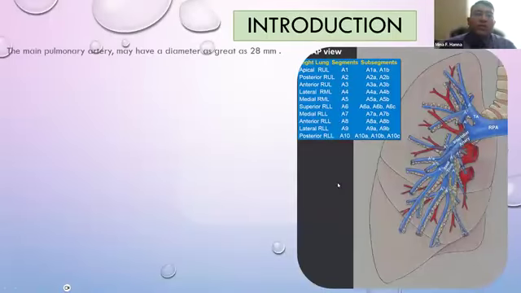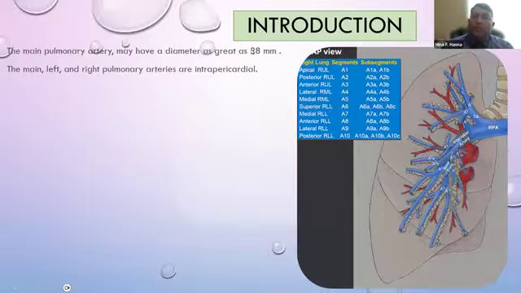So as an introduction, the main pulmonary artery may have a diameter as great as 28 millimeters. We usually give it up to 3 centimeters or 30 millimeters as a normal pulmonary artery, and more than this, we start to say it is dilated or enlarged. The other important thing, other than the size by itself, is its relation, or the size compared to the ascending aorta. If the size of the pulmonary artery is equal to or less than the ascending aorta, it is normal. If it is more than the ascending aorta and the size is still less than 3 centimeters, we still call it dilated, if it's relatively more than the size of the aorta.